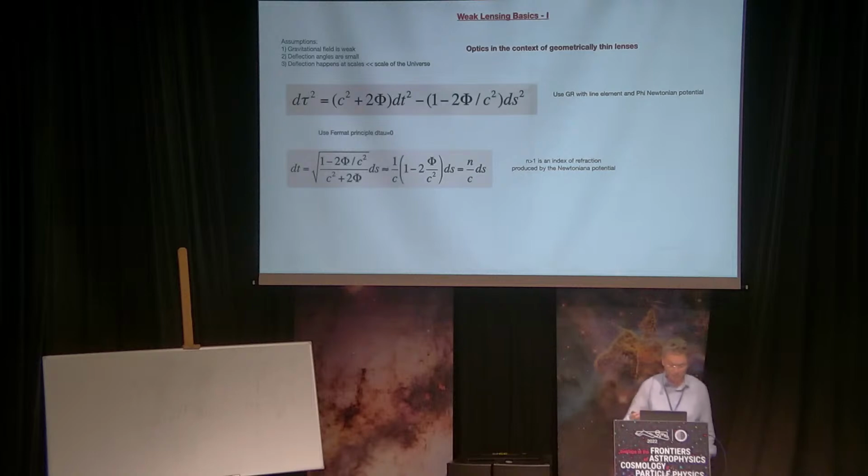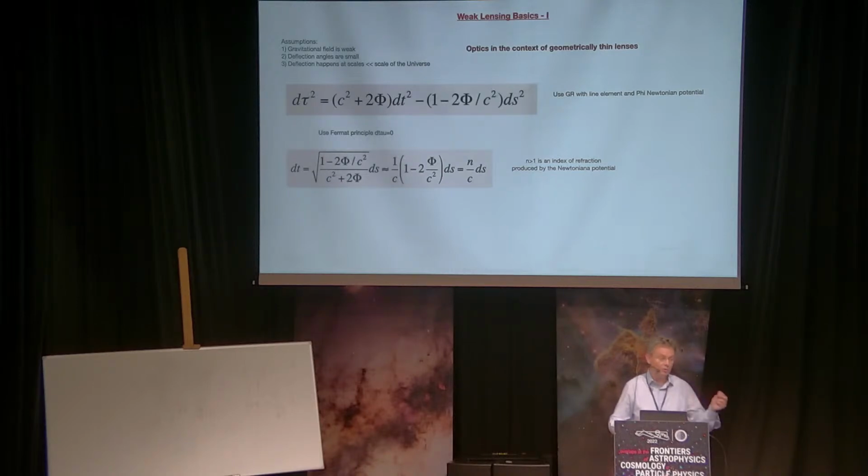Of course, this principle is very important, and you can use the Fermat principle to get the time of arrival of, let's say, two light rays. This time of arrival is related to the gravitational potential. You can write things in this way, where n is a kind of refraction index, which is produced in this case by the potential, by gravity. Okay, so this is the first thing.